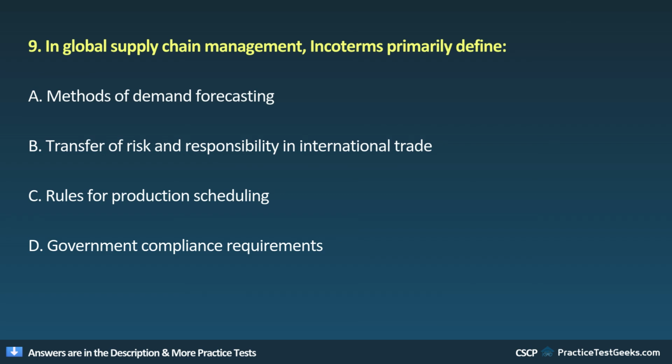9. In global supply chain management, Incoterms primarily define A. Methods of demand forecasting. B. Transfer of risk and responsibility in international trade. C. Rules for production scheduling. D. Government compliance requirements.